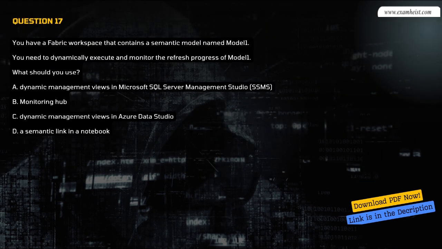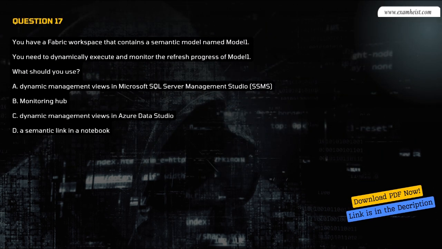Question 17. You have a Fabric workspace that contains a semantic model named Model 1. You need to dynamically execute and monitor the refresh progress of Model 1. What should you use? A. Dynamic Management Views in Microsoft SQL Server Management Studio, SSMS. B. Monitoring Hub. C. Dynamic Management Views in Azure Data Studio. D. A semantic link in a notebook. Speaking ahead, the correct answer is D. A semantic link in a notebook.